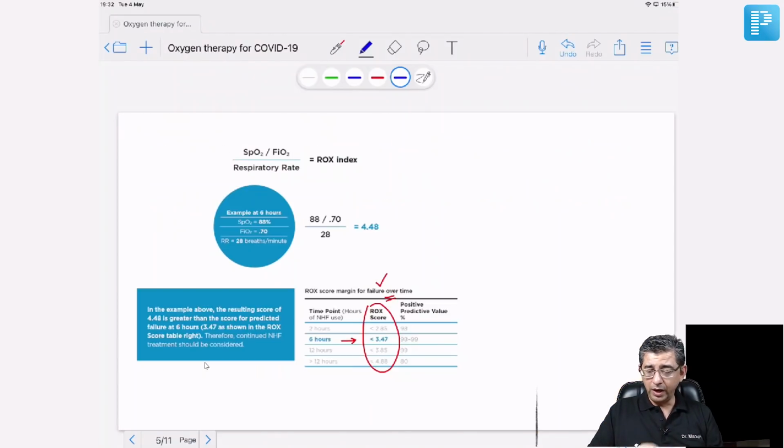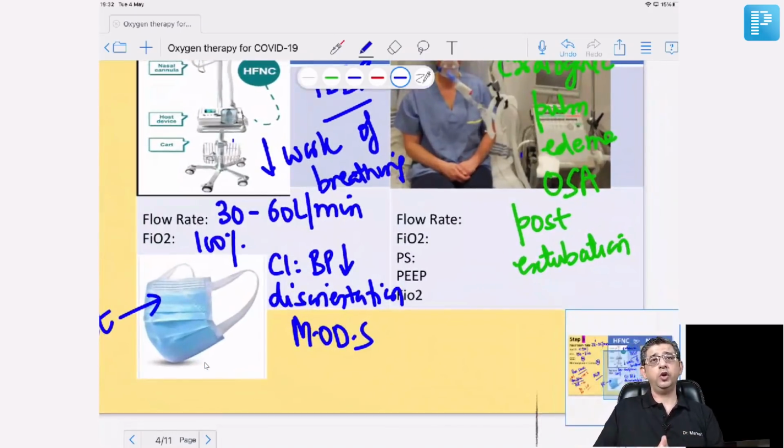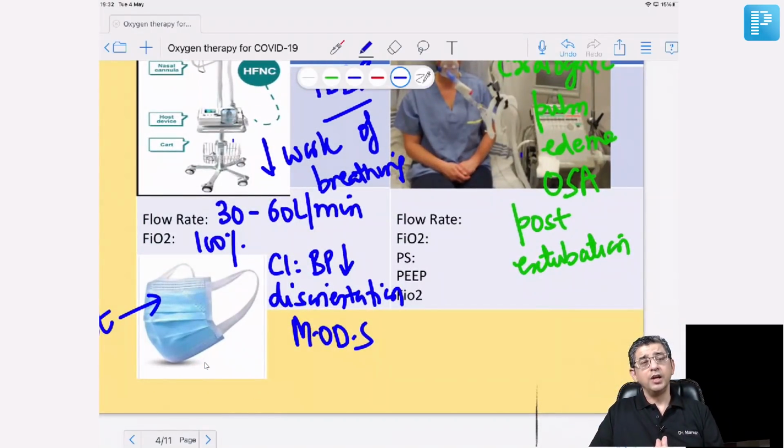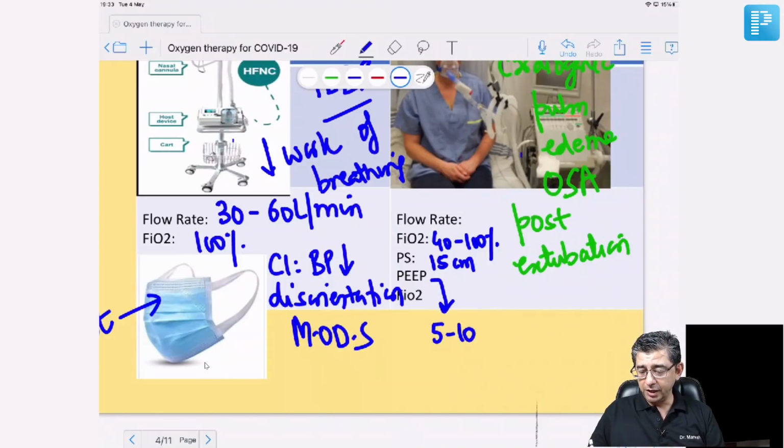So let's have a look at the flow rates that you would be generating here, and the FiO2 value of the patient as well. With respect to NIV in a patient, usually the FiO2 that you will be generating will be in the range of about 40 to 100%. It can obviously vary, and our objective is to generate a pressure support of something in the range of about 15 centimeters of water. The PEEP is usually kept in the range of 5 to 10 centimeters of water.